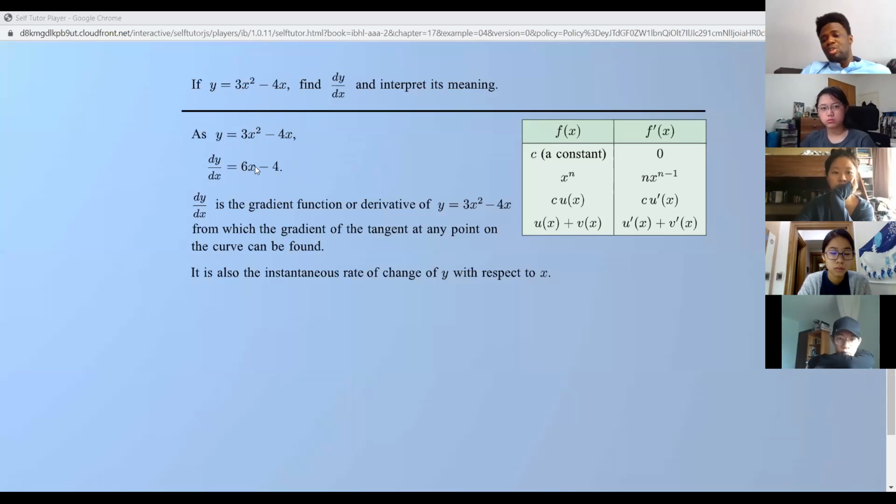For a straight line, there is no gradient function. You're going to end up getting a number. So we don't have a gradient function for that. Well, we can call it a function also. That would be a constant function, if you get what I mean. Another way to say it is that this function, 6x minus 4, represents the instantaneous rate of change of y with respect to x.